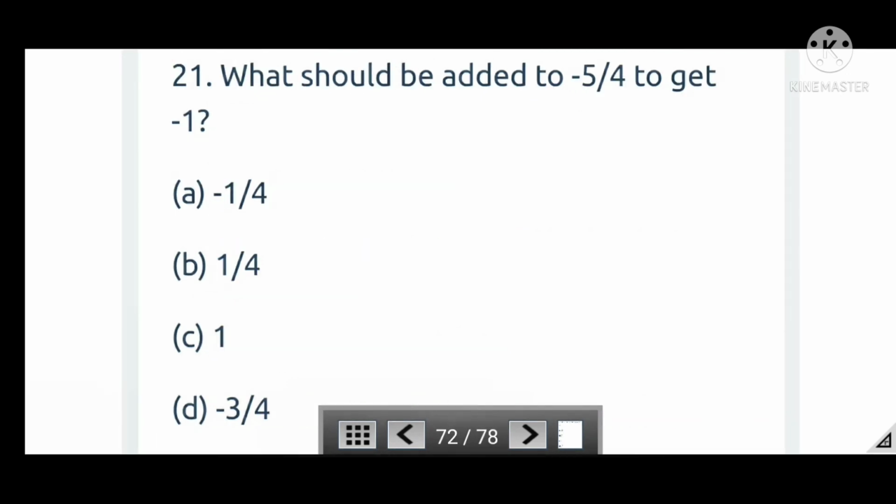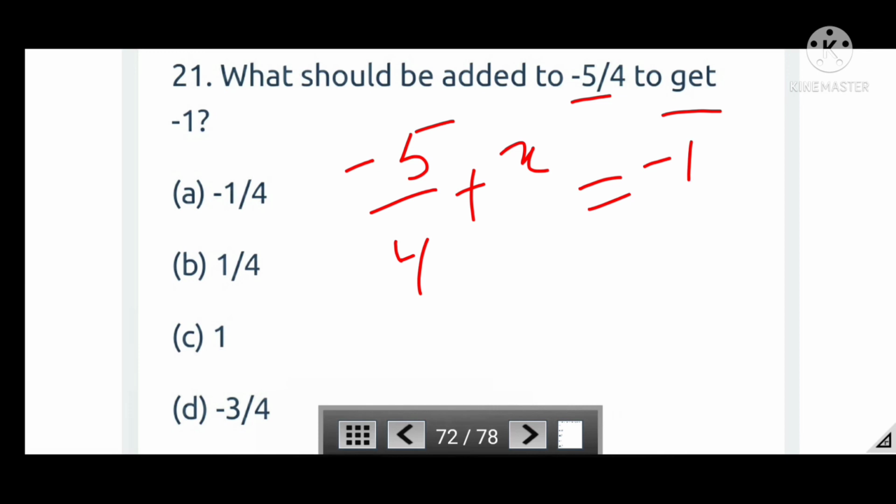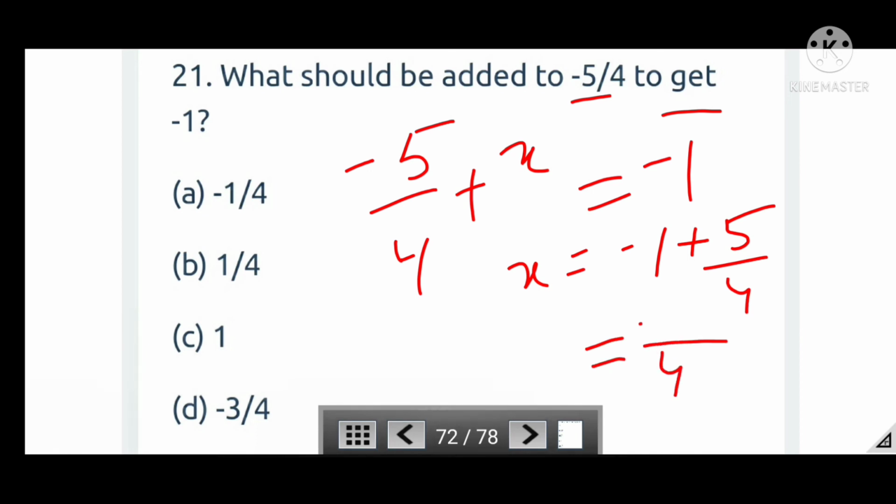What should be added to minus 5 by 4 to get minus 1? Let x be added to minus 5 by 4 to get minus 1. Now x is equal to minus 1 plus 5 by 4. Now take LCM. Minus 4 plus 5, which is equal to 1 by 4, and the answer is B option.